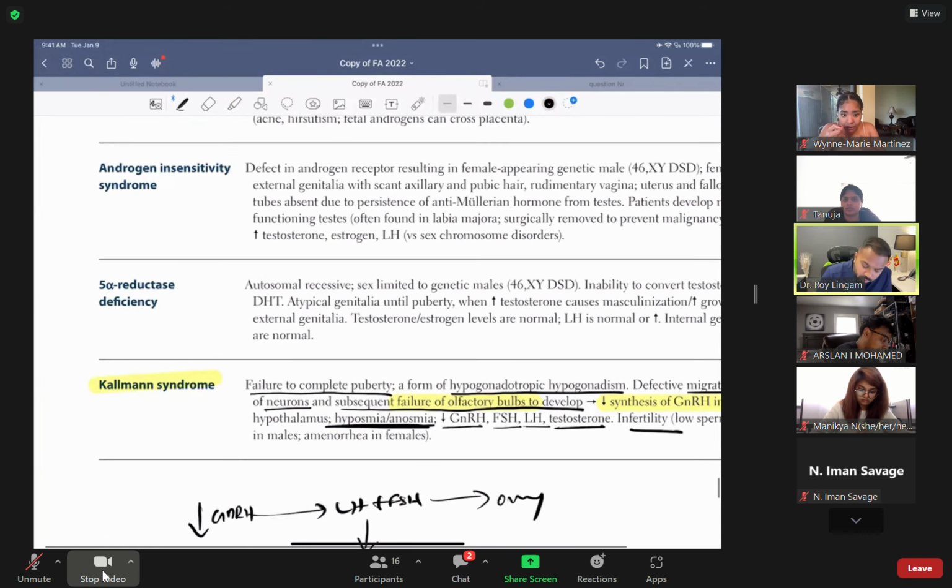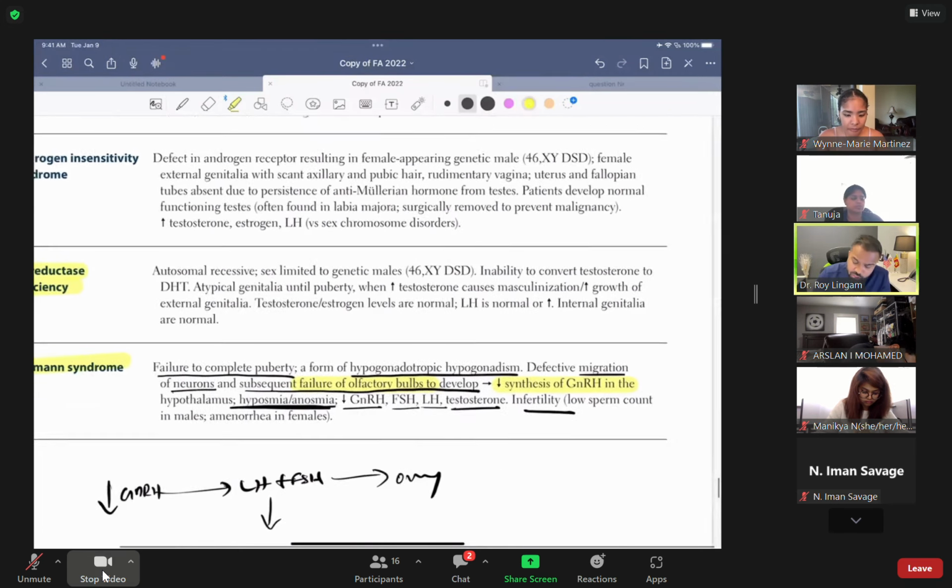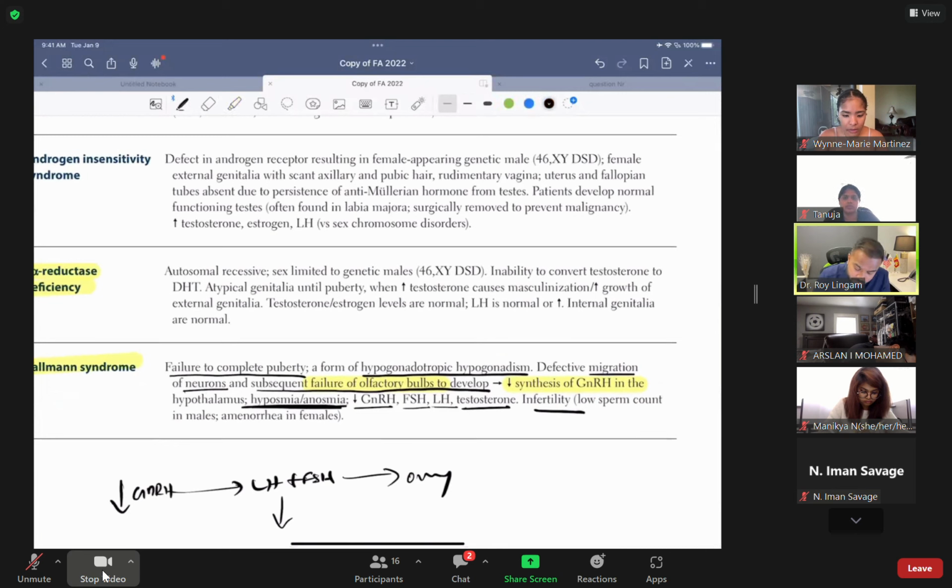Next, 5-alpha reductase deficiency. We just studied what 5-alpha reductase does. It converts testosterone to dihydrotestosterone, which is important for external male genitalia, including prostate. Is that clear, folks? All right. When they have the deficiency, it is autosomal recessive, but this is limited to genetic males because here we are only talking about males, folks, okay? Inability to convert testosterone to DHT.